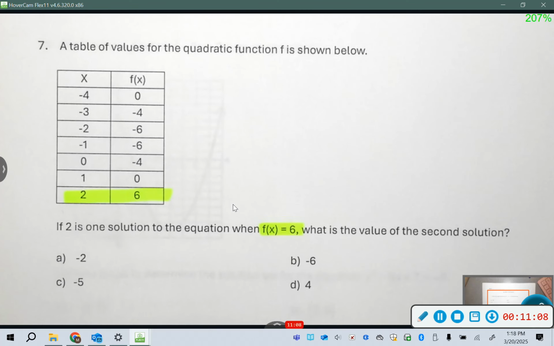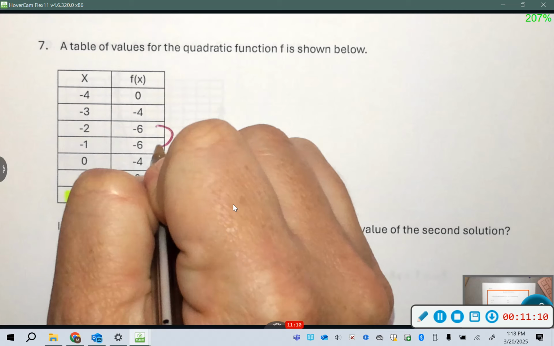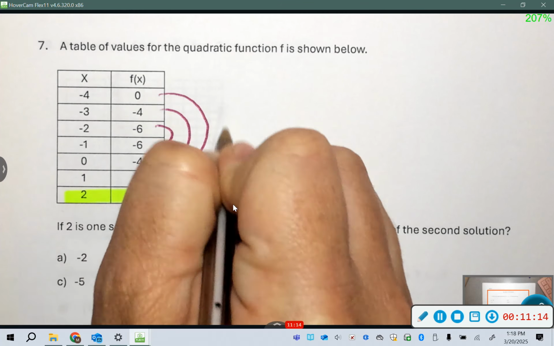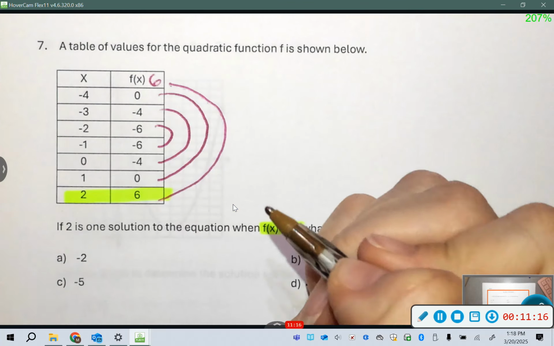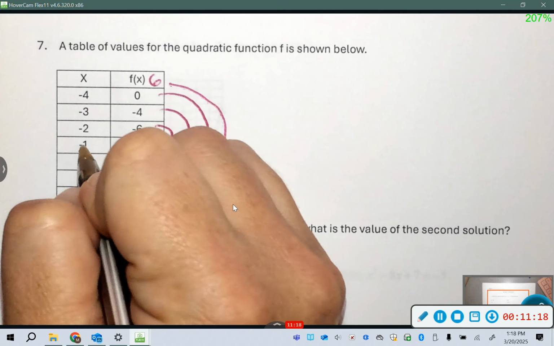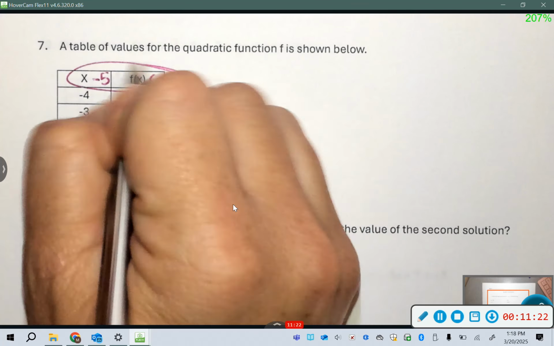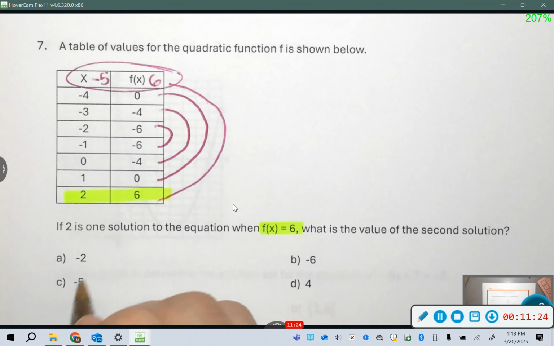Well, the best part about quadratics is the table builds the rainbow. So we have negative 6, negative 4, 0. Therefore, if this is 6, whatever comes on the other side of that 0 is also 6. Well, if I follow 0, negative 1, negative 2, negative 3, negative 4, negative 5. So that is my other solution where x is negative 5.